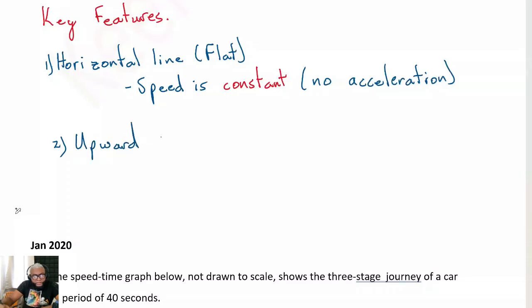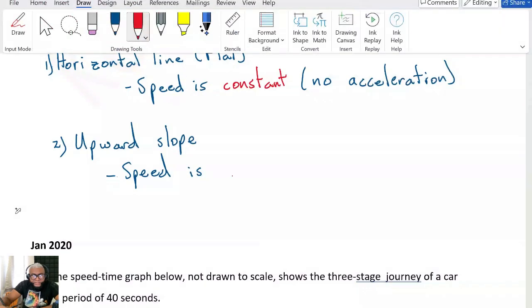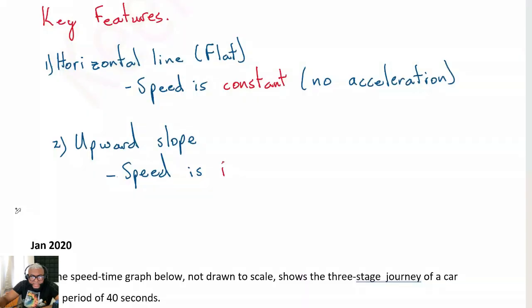Upward slope. Speed is increasing. Once you see an upward slope, it means the speed is increasing, right? Implying acceleration.